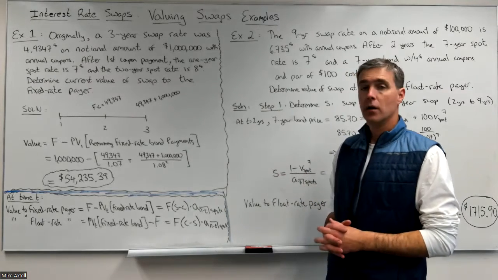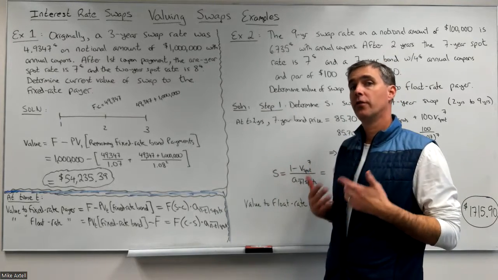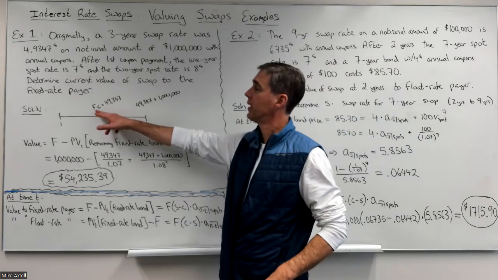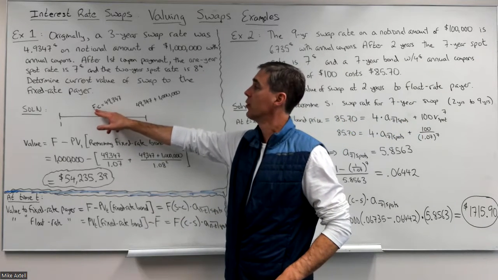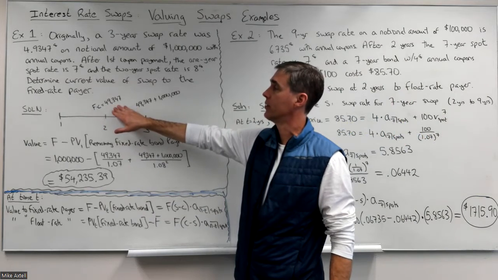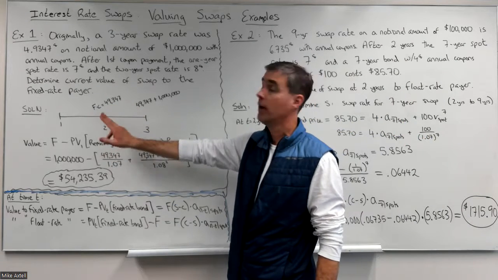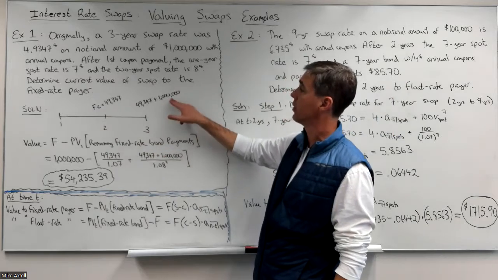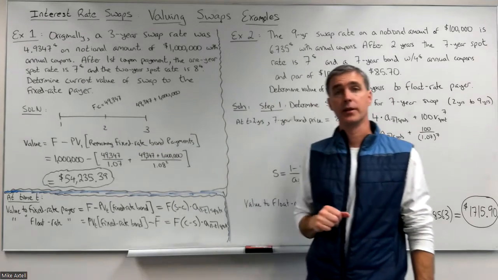Okay. All right. Well, let's look at that original fixed rate bond. Coupon payments were F times swap rate C. So $1 million times 4.9347% gives us a $49,347 coupon. And the remaining payments are at time 2 and at time 3. And there's also the redemption payment of $1 million at time 3.